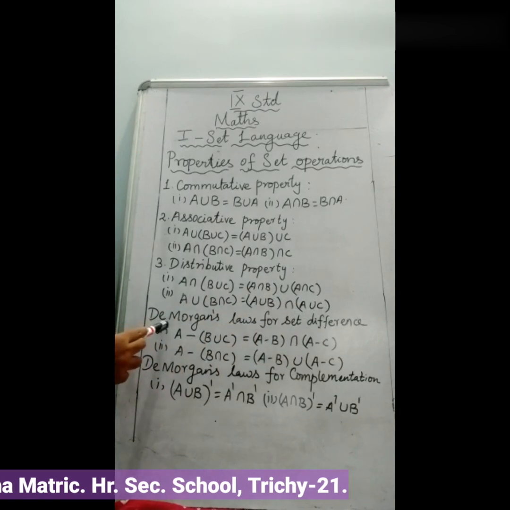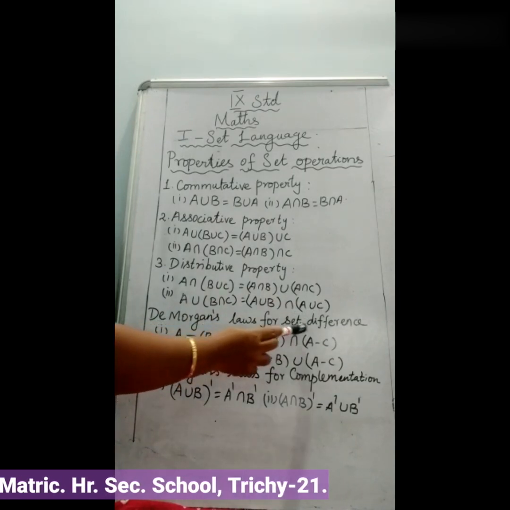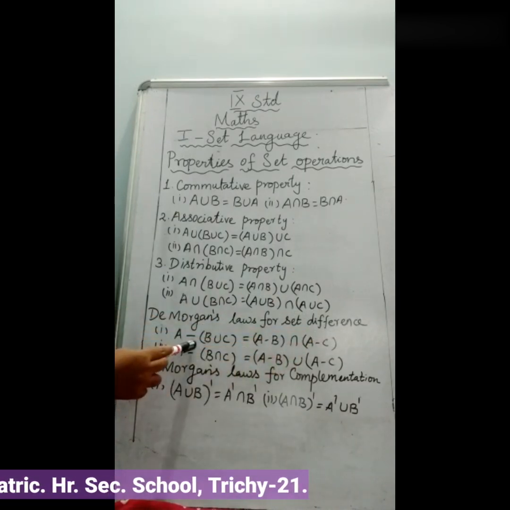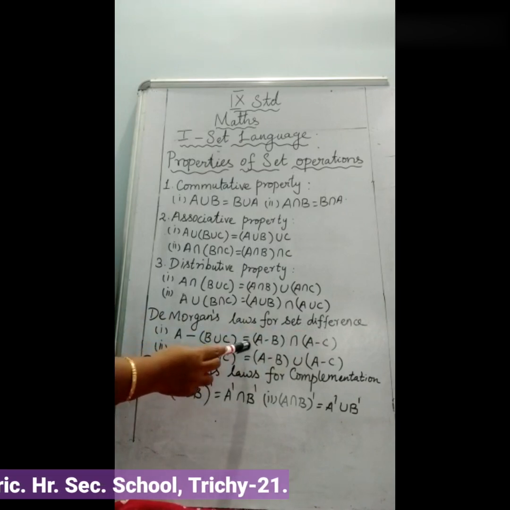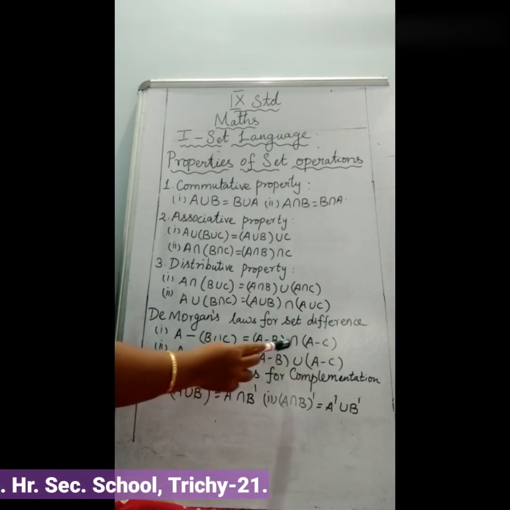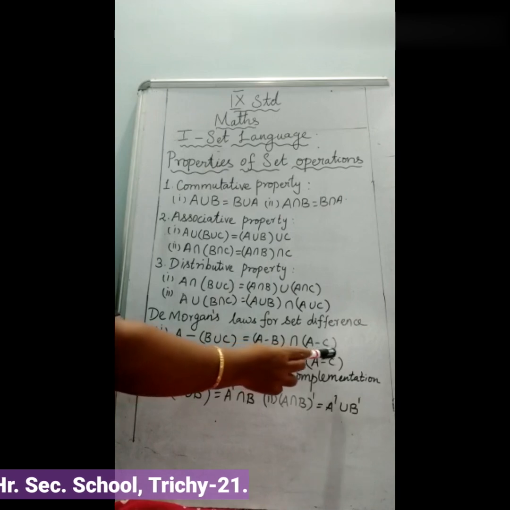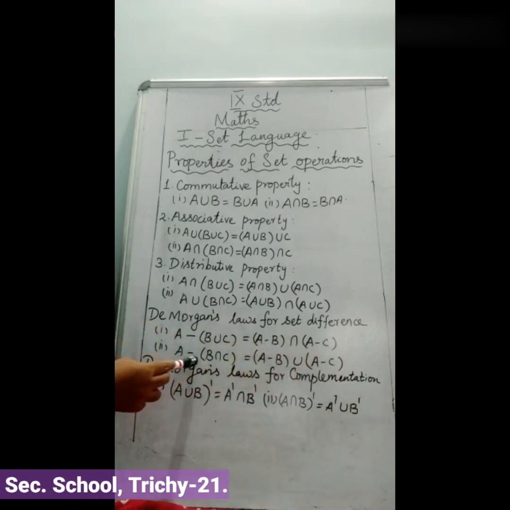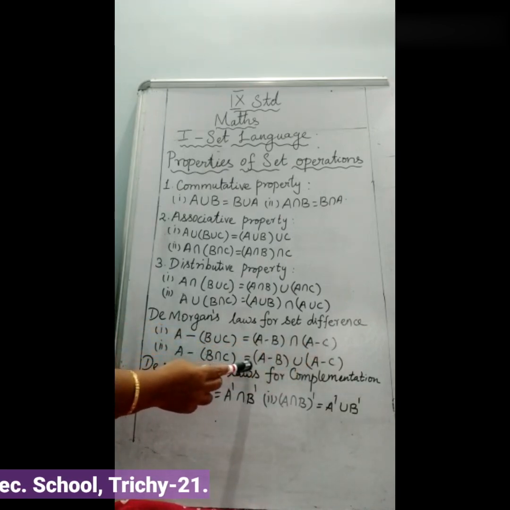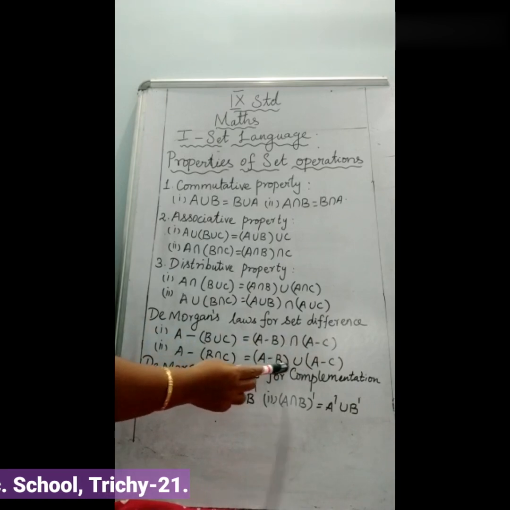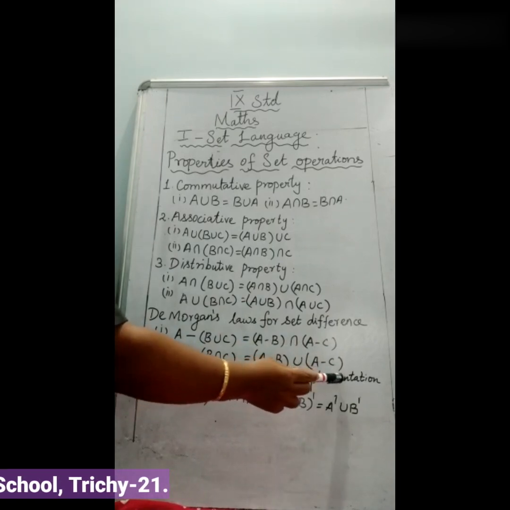Next, let us see De Morgan's laws for set difference. A difference (B union C) is equal to (A difference B) intersection (A difference C). A difference (B intersection C) is equal to (A difference B) union (A difference C).